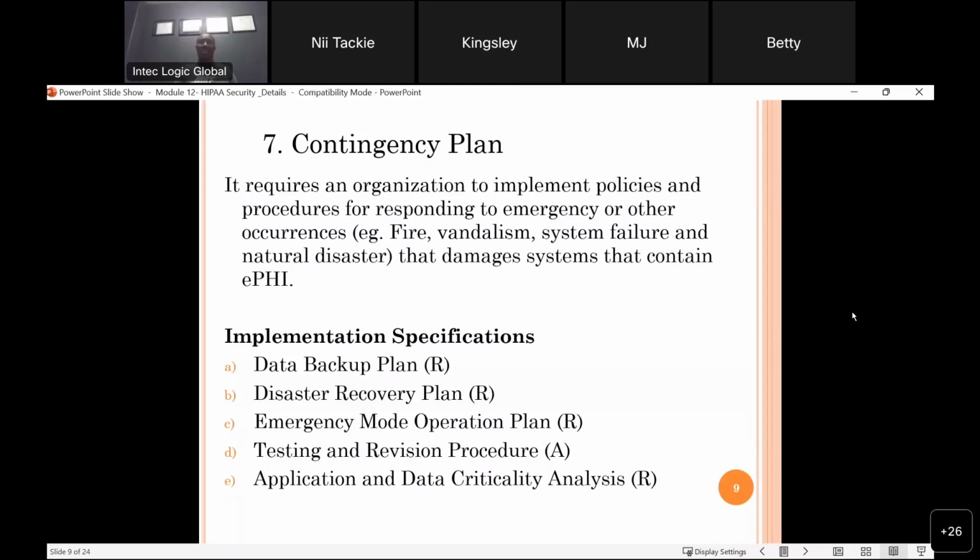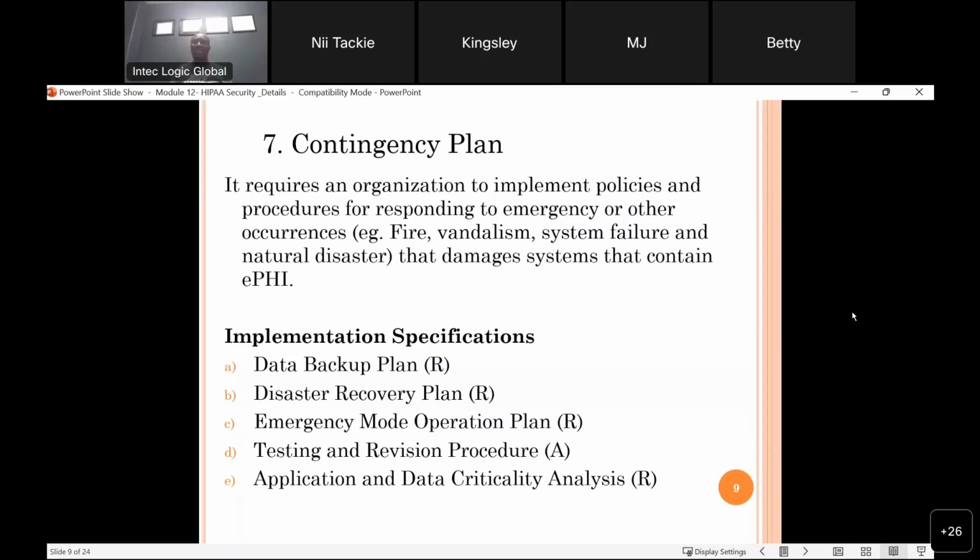Emergency mode operation plan. Sometimes an emergency happens and your systems are down. Do you say that our systems are down, so you cross your hands, the nurse crosses their legs and they are sleeping? No. There needs to be a plan that, okay, if the system goes down, we can use paper to continue to provide services to our clients.